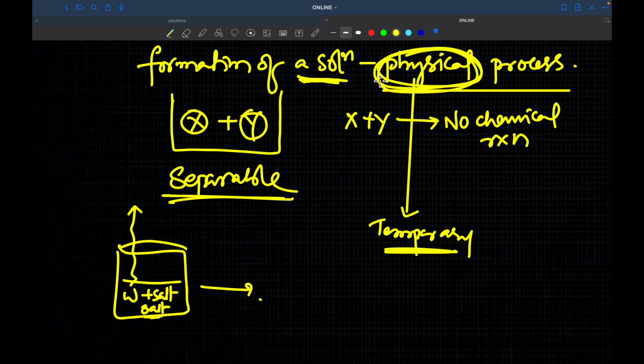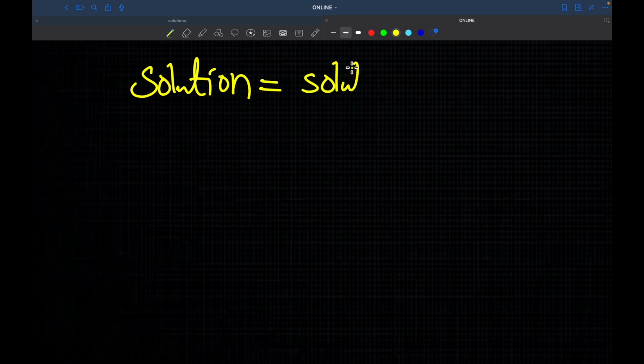We don't involve any electrons taking part in the formation of a solution. They can be separable, right? Therefore, a solution is equal to a solute plus a solvent. The interaction between solute and solvent is completely a physical interaction. There is no chemical reaction between them.